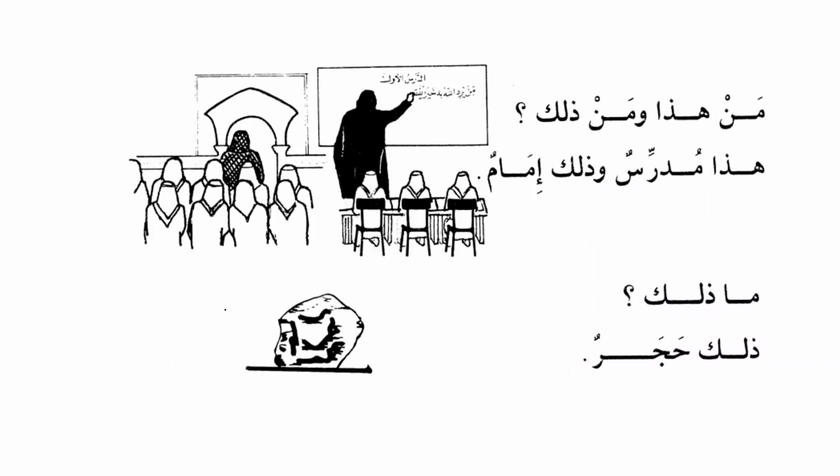Now we have a combination of man and ma, and we have learned that man is used for humans. With regard to this lesson, it is only used for humans, as we can see here. And when we expand our learning, we will see that it is used for jinns and also for al-malaika.